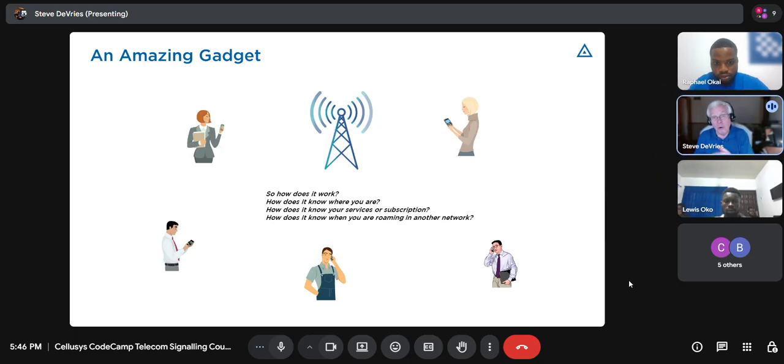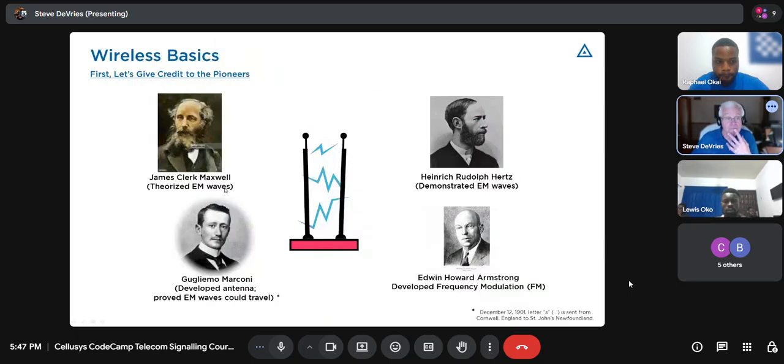If you're in your home network, you're using the cell towers, you're using all the facilities in that network. But if you roam into another network, you're using their facilities, but you still have to communicate back to the home, and the home network still has to talk to that visited network. So these are the areas that we're going to look at.